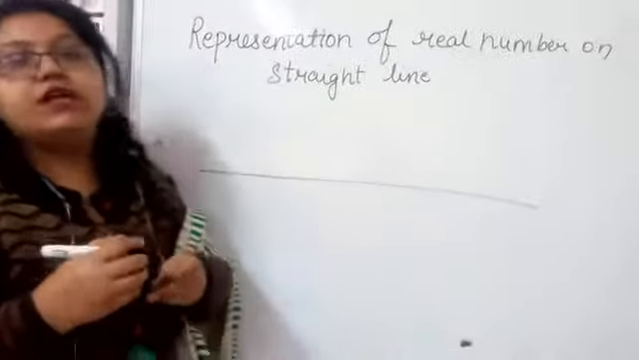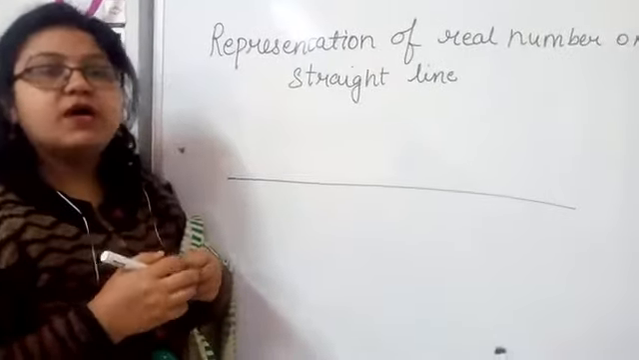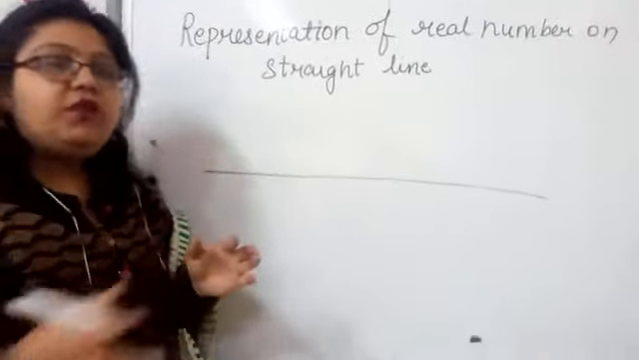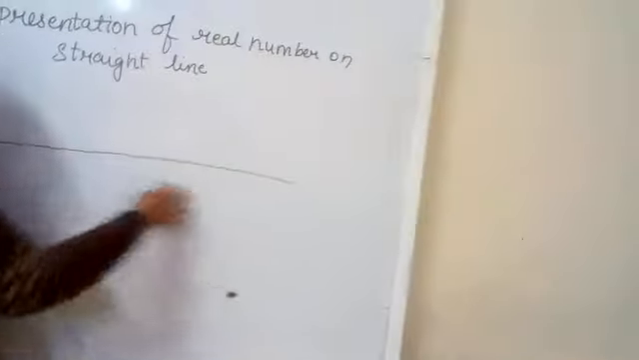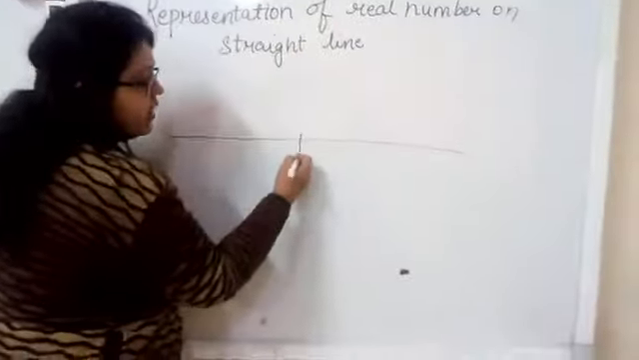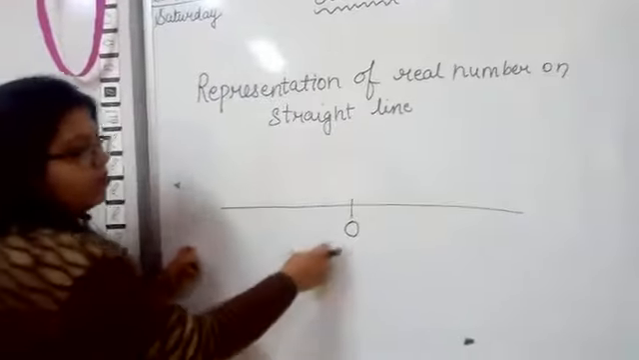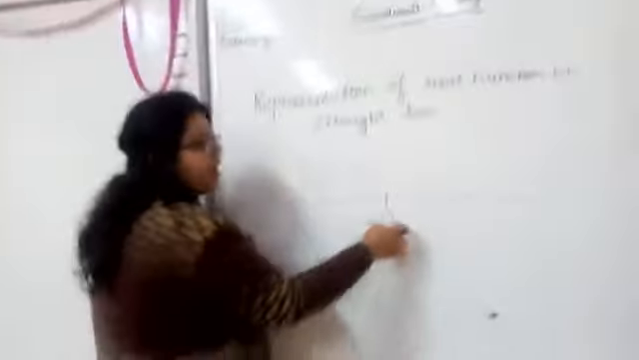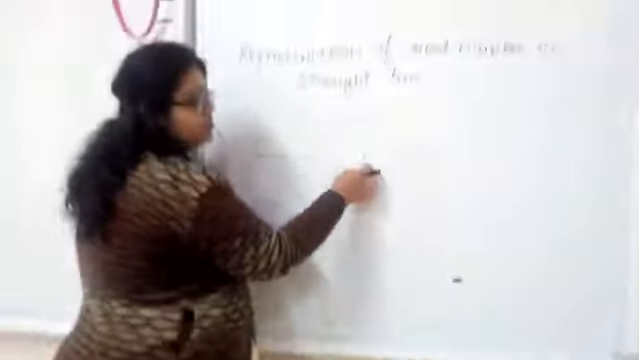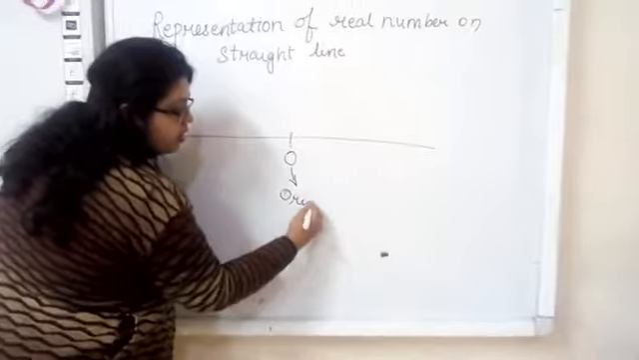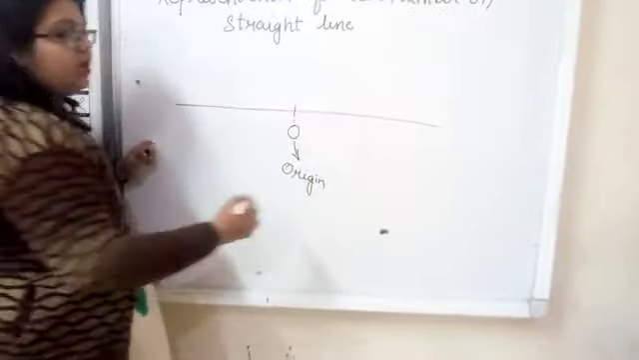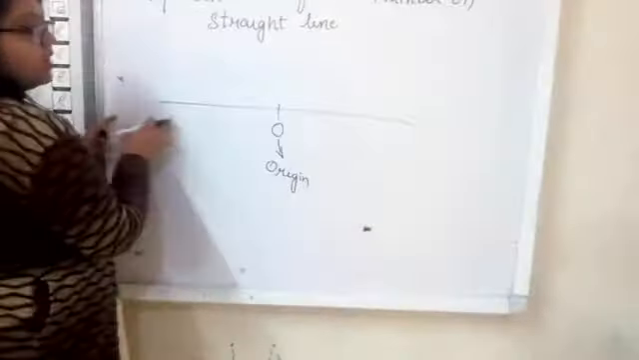You all know what the real numbers are? Real numbers are from 0 to infinity. All the numbers we can say are real numbers. Negative numbers are also called real numbers. Okay, so what now we have to do? In this line, we will break this line by O. Okay, this is the center point. I have divided this line into two parts by this point O, and this point is known as the origin.